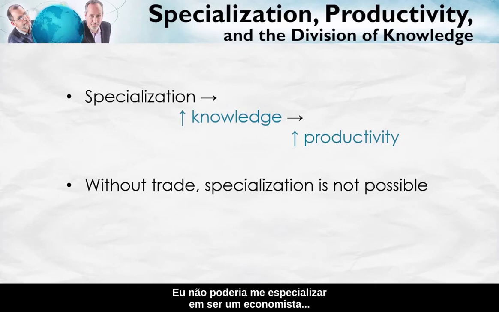I couldn't specialize in being an economist if I didn't know that I could sell the services of being an economist, being a teacher of economics, and in return for my salary, buy food, clothing, and shoes. Again, it's trade which allows this specialization to proceed.